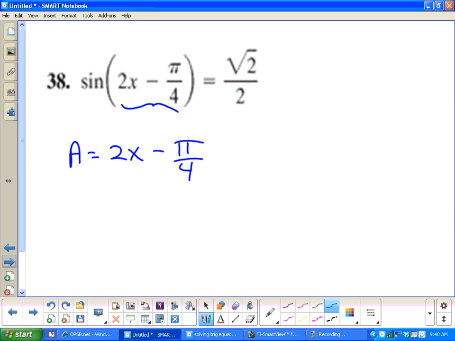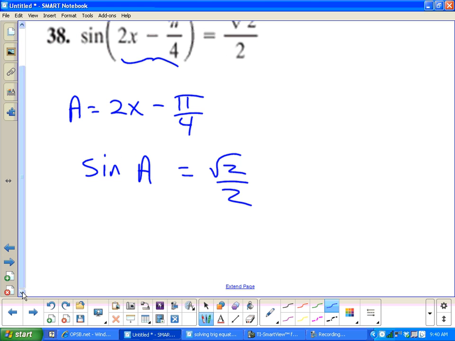Let's let A equal that stuff right there. So we get sine of A equals square root of 2 over 2. I was going to say crap, but I just said stuff. Where is sine square root of 2 over 2? At pi over 4. And help me out, I can't think of the other one. 3 pi over 4.